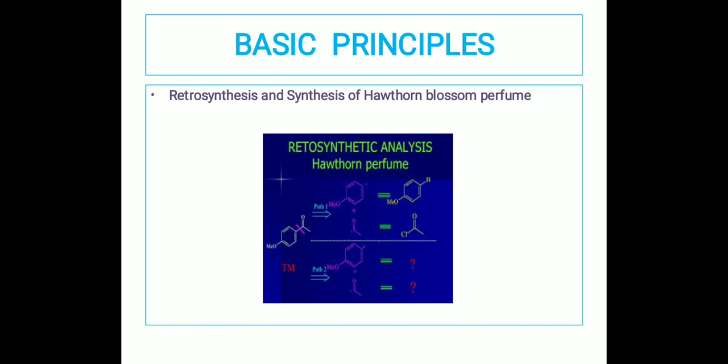Now let us go to the second example, that is retrosynthesis and synthesis of Hawthorn blossom perfume. Hawthorn blossom perfume, that is the target molecule, is para-methoxyacetophenone. We disconnect para-methoxyacetophenone in a suitable manner to obtain the starting material which can be used for its synthesis. So let us look at the retrosynthesis now.